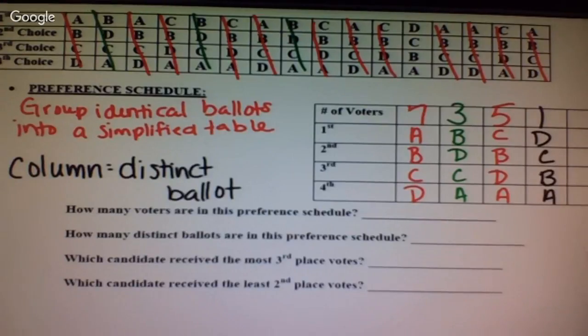The first question you should be able to answer is how many voters are in this preference schedule? How many people voted? 16. I have 7 people that voted the first column, plus 3 people that voted the second column, 5 in the third column, and 1 in the last. So there's 16 total voters.